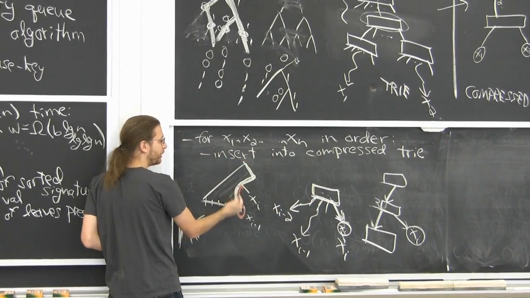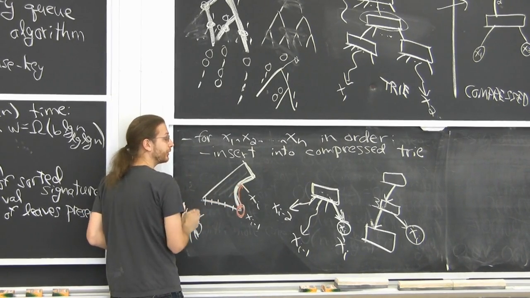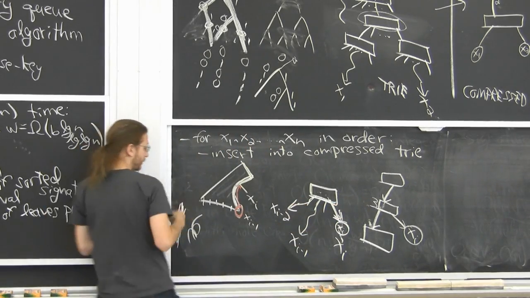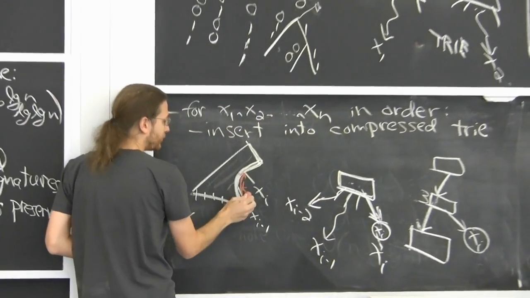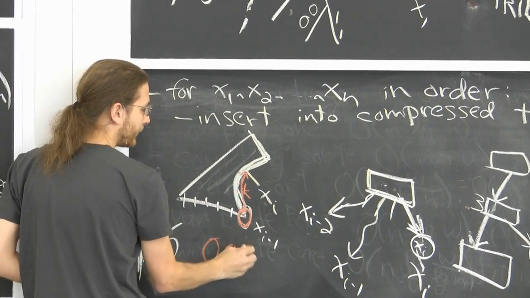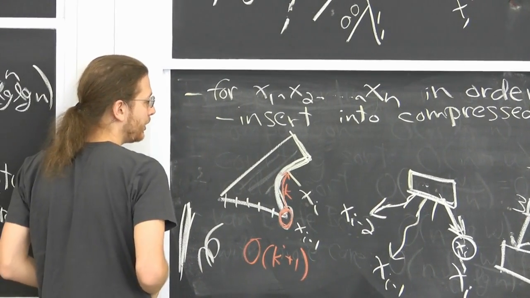As I walk up, at some point I'll discover, oops, I just jumped over the depth I care about where they differ. And so at that point I know to do the operation. So if there are k edges here on the compressed trie, I can do this in order k time, k plus 1, let's say. Why is that okay?